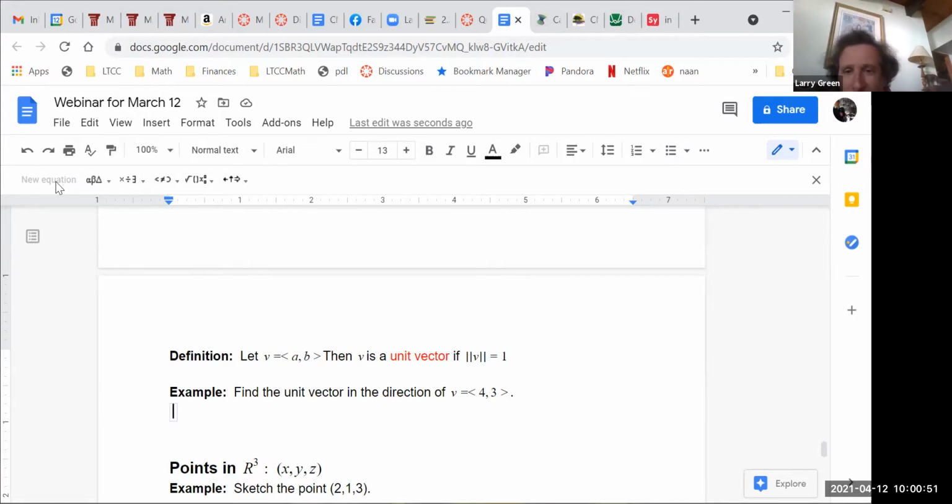How do we decide? I don't see y'all jumping in. We take its magnitude. So we look at the magnitude of 4, 3. We compute that, cross our fingers, and hope we get 1. Well, let's see. Do we get 1? What do y'all think?